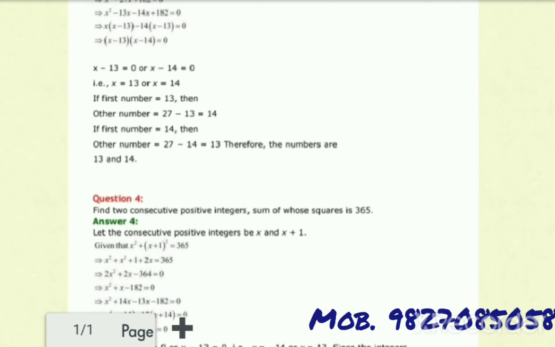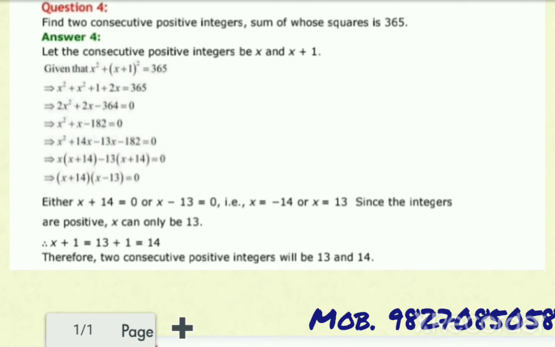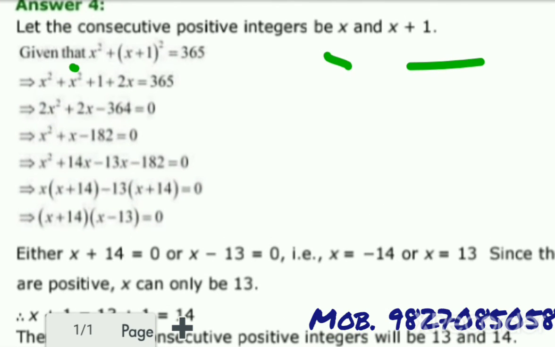Now question number 4. Find two consecutive positive integers whose sum of squares is 365. So suppose the first number is x and the other consecutive number is x plus 1. According to the question, the sum of squares of the integers is equal to 365.